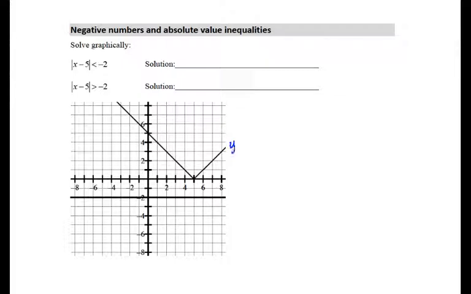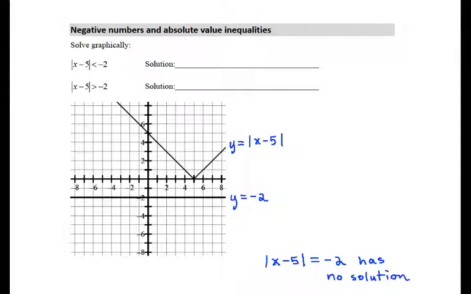We have here the graph of y equals the absolute value of x minus 5. And we have here the graph of y equals -2. We know that in an equation, absolute value of x minus 5 equals -2 has no solution. And that's because these two graphs never intersect. When we're working with an inequality, we have to be a little bit more careful than that. The graphs don't intersect, but that doesn't automatically mean that inequalities involving these two functions don't have any solutions.